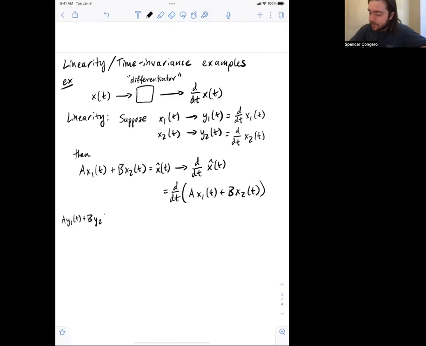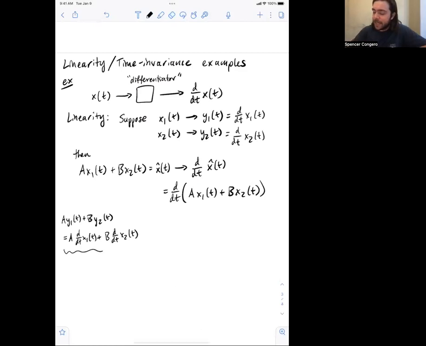This is what that expression would be. We want to decide if this equals this. Obviously, it's not clear yet. Let me write in what y1 and y2 are. They're just the derivatives of x1 and x2. So we have a times the derivative of x1 plus b times the derivative of x2. And this would not be necessary to do if you were actually solving the problem, just trying to make sure we all understand what's happening.